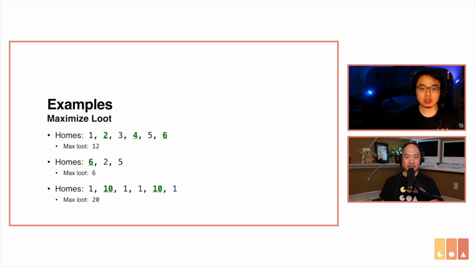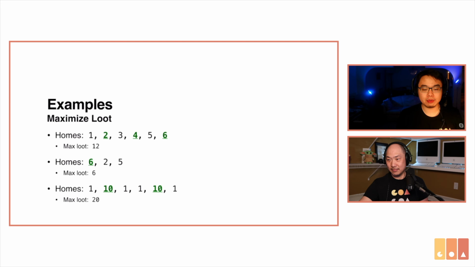Now, if you tried to rob both house 1 and 3, then you will get busted. And if you try to rob house 2, then you're only going to get the profit of 2. So the answer for the second example is 6, because you can't rob house 3.